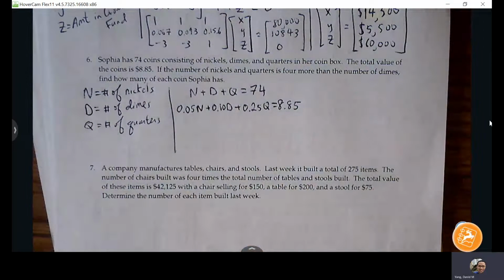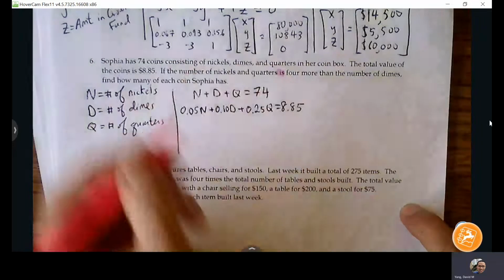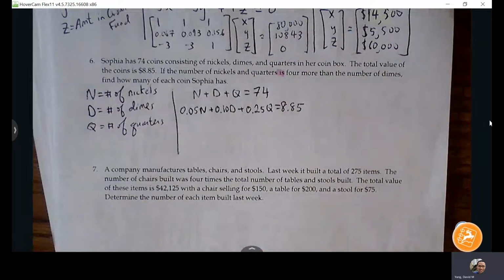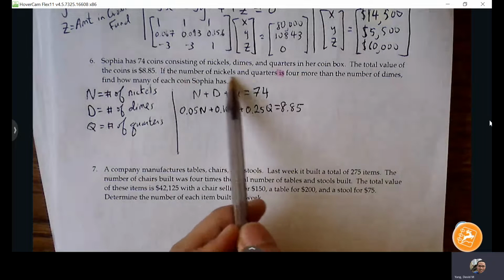And there's always that third equation that's more challenging, right? But the nice thing is that there is that word is, and that word is helpful because you can represent that is as an equal sign. I think that makes it a little bit easier there. So number of nickels and quarters is 4 more than the number of dimes. So how can we create an equation out of that sentence?